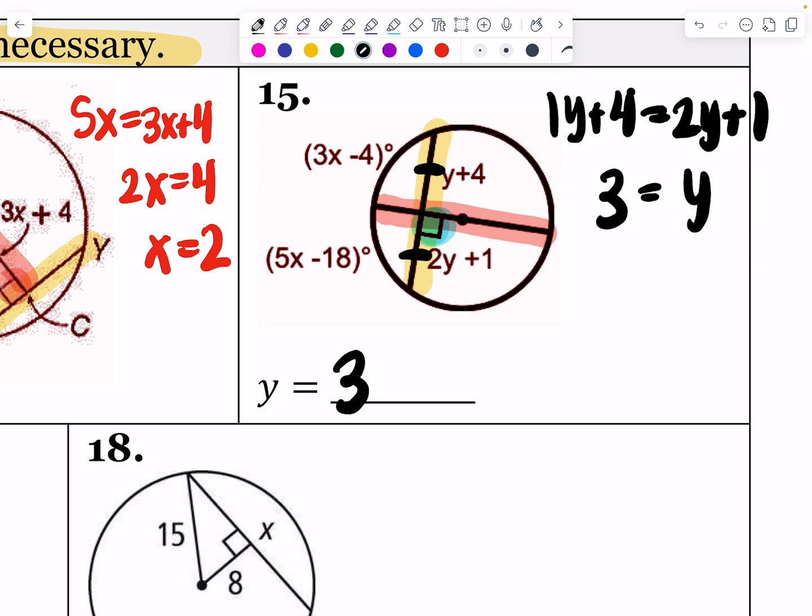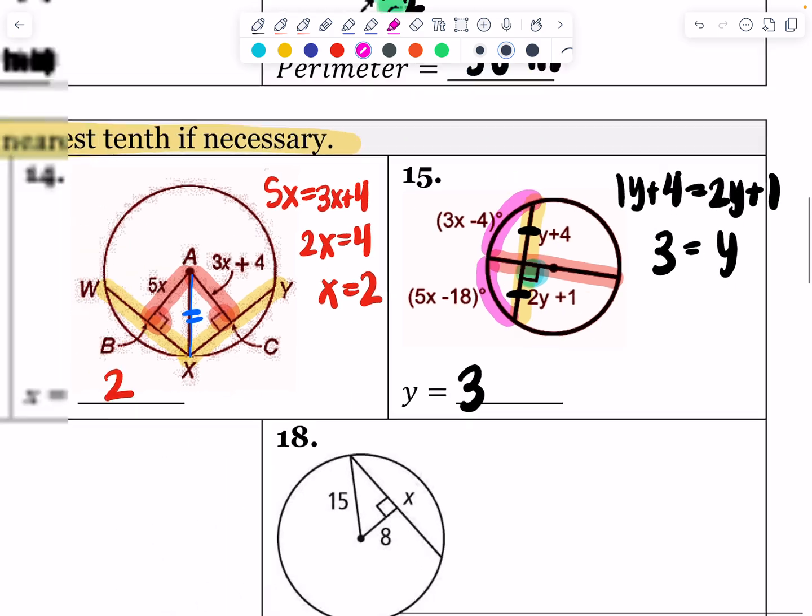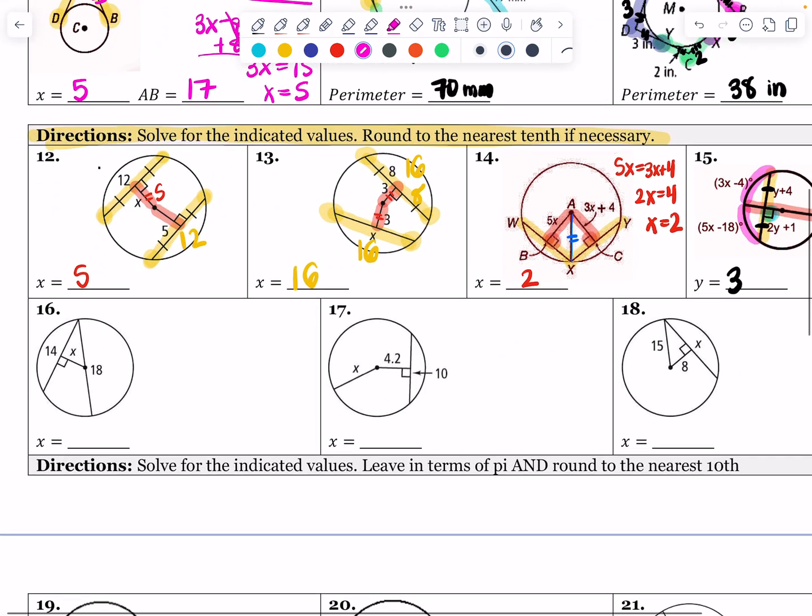So those are congruent. They didn't ask me to solve for x, but just in case you did, we know that this piece is going to also be congruent to this piece. And so 3x minus 4 would be equal to 5x minus 18, but they did not ask me to solve for x, so I'm not going to waste my time doing it. Life's too short. All right, number 16.